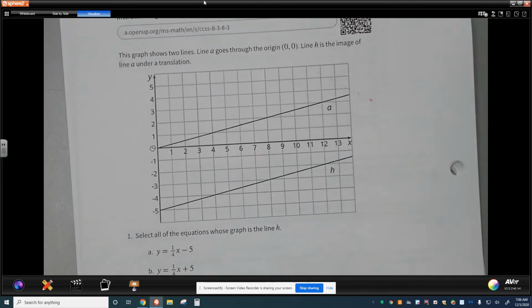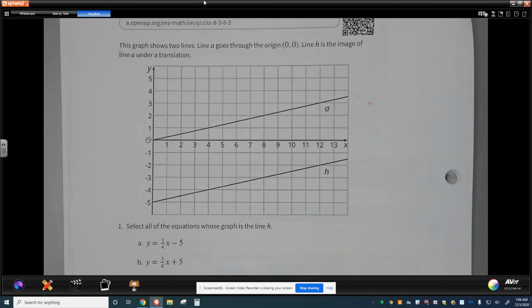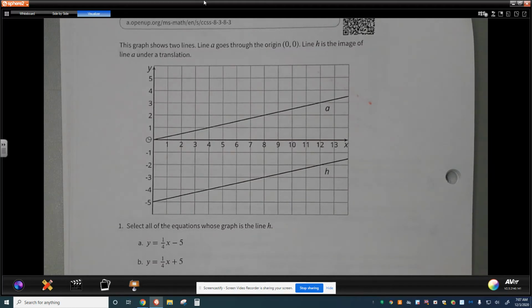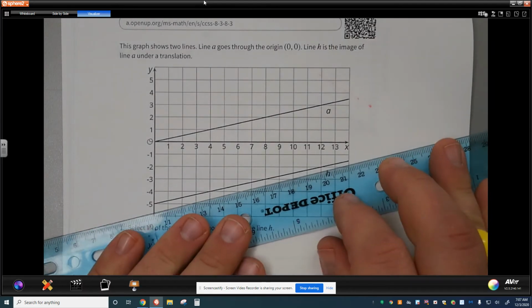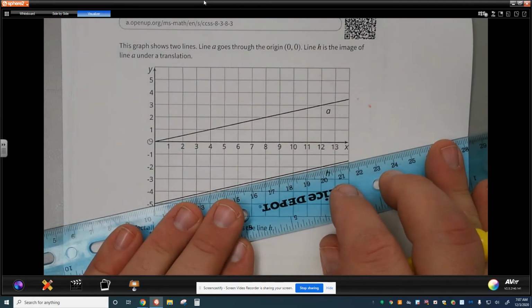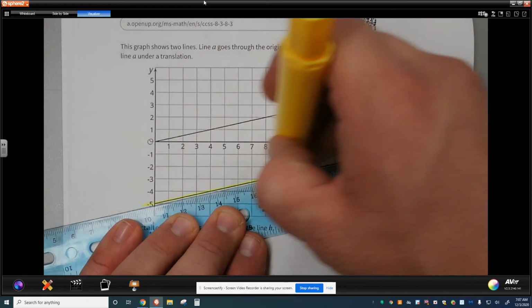This graph shows two lines. Line A goes through the origin (0, 0). Line H is the image of line A under translation. Select all of the equations whose graph is line H. So we need to look here at line H. What we've been working with here is talking about what's actually happening between the two lines.